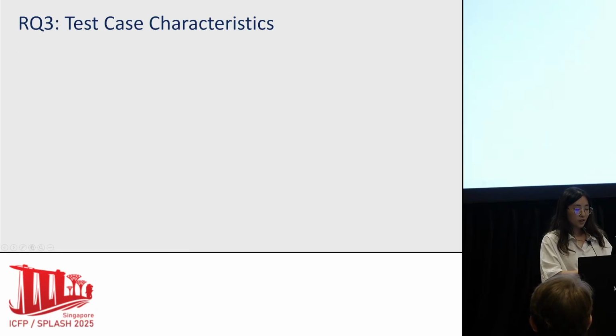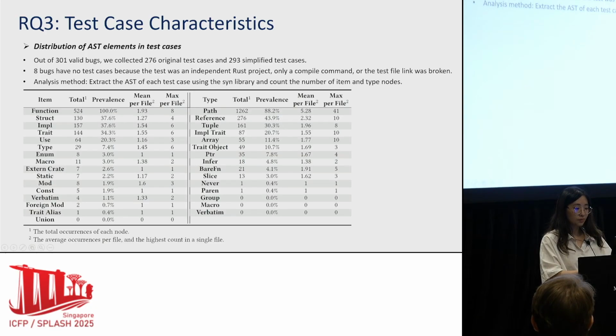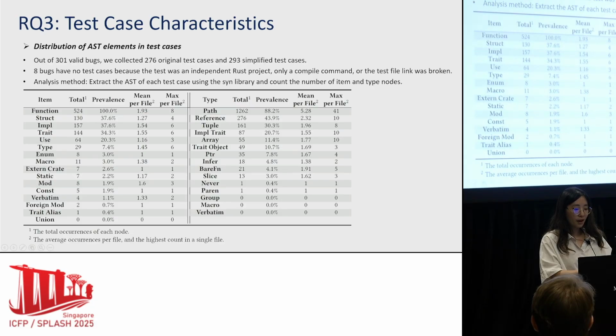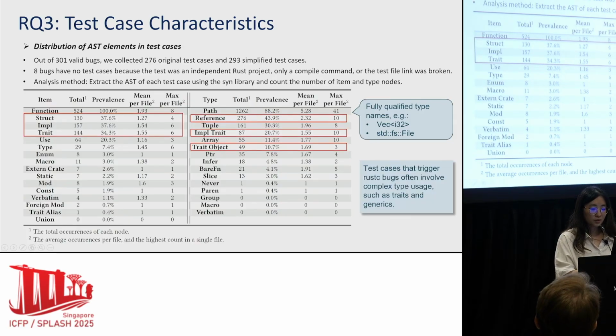Now let's move on to RQ3, which focuses on the characteristics of test cases. We have extracted ASTs of all test cases and then count the item and type nodes. For types, you can see that the path takes up a large proportion. This is because it represents fully quantified type names. From these results, we observe that test cases triggering rustc bugs often involve complex type usage, especially trait and generics.